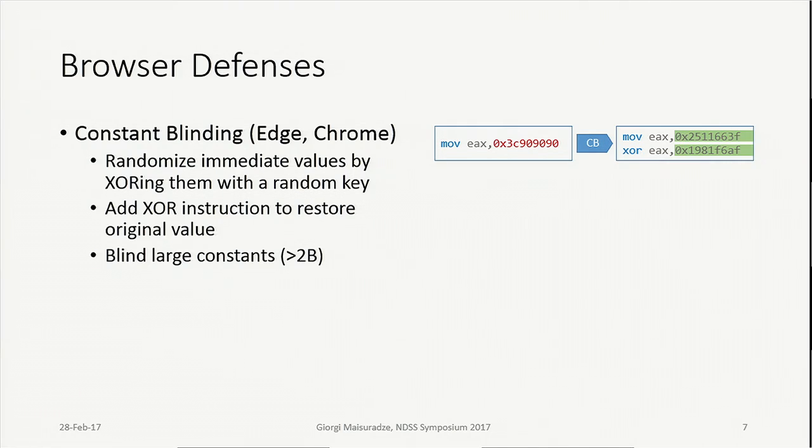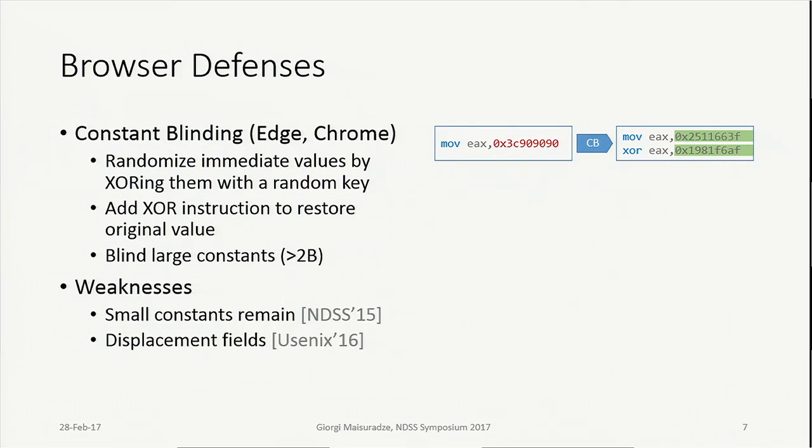There are still issues with this approach, namely that constant blinding is only applied to constants that are larger than 2 bytes, for performance reasons. It was shown in the past that 2-byte constants are actually enough in Internet Explorer to do arbitrary code injection and arbitrary code execution. Also, other fields of the x86 instruction can be used, such as displacement, to inject arbitrary 3-byte gadgets.